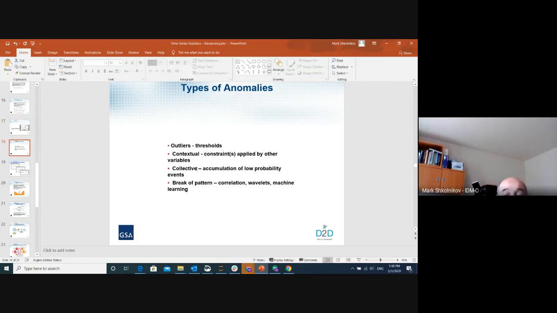Then break of pattern. So you have some periodicity in your system, and all of a sudden it changed. The methods to detect it are correlation, wavelets, and machine learning. And that's why we will be talking about machine learning.